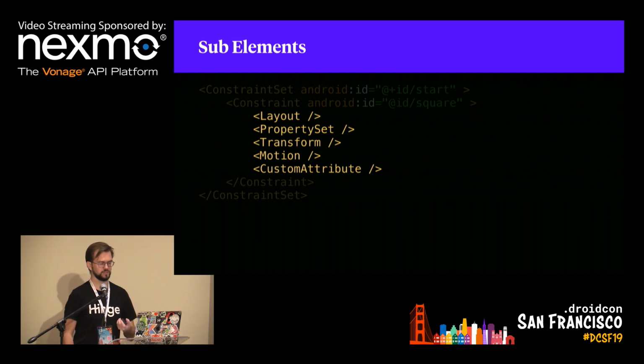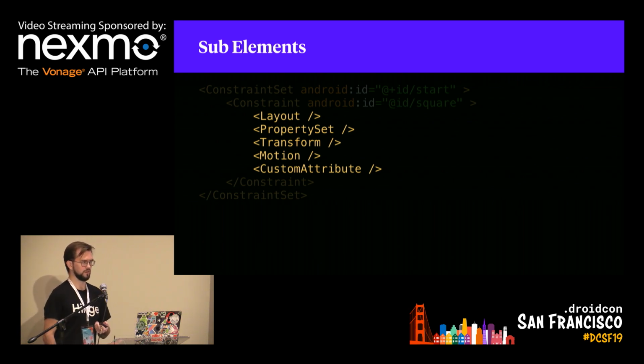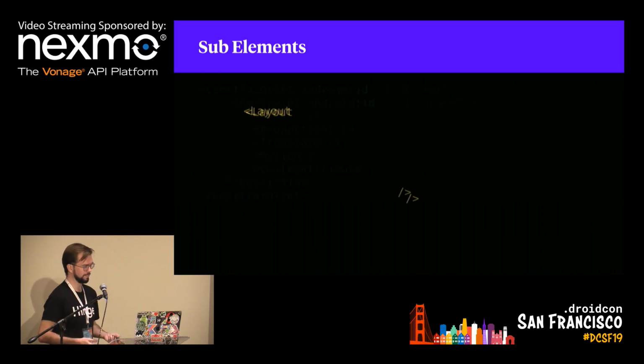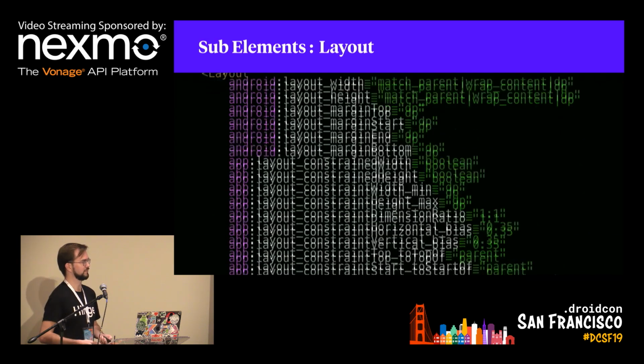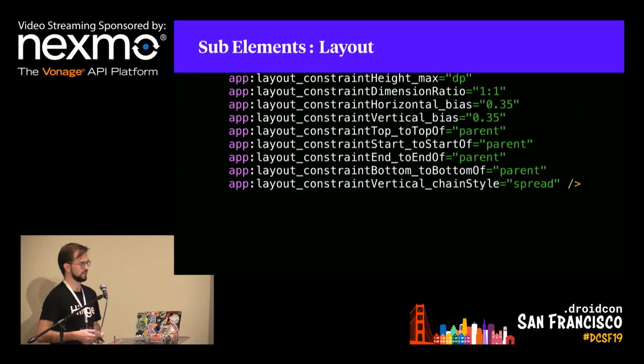There's layout, property set, transform, motion, and custom attribute. They more or less are just different categories of properties so that you can keep yourself organized when you're writing code, even if you're not using the overriding portions of this, but also every single property inside of one of these sub-elements you can write on the parent constraint. The layout one is just a whole bunch of properties from ConstraintLayout. There's a ton. They work exactly as you'd expect from ConstraintLayout.